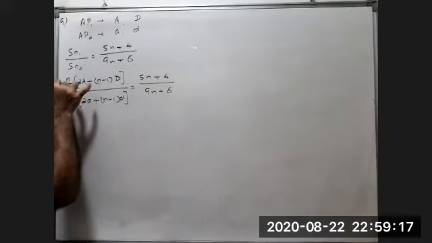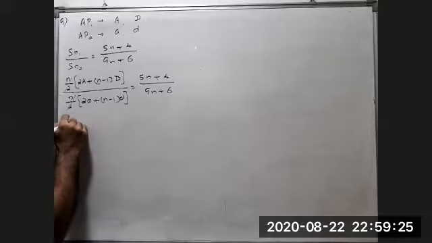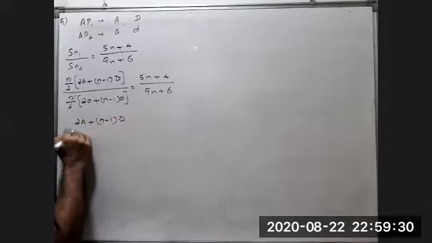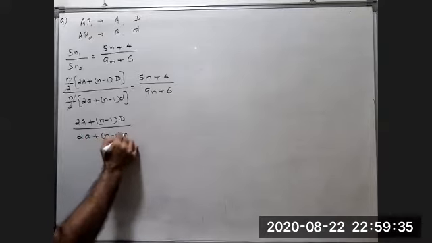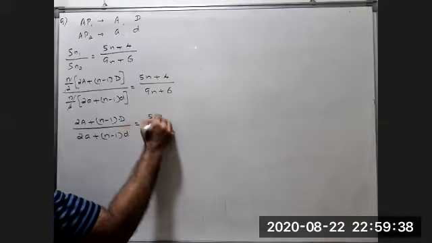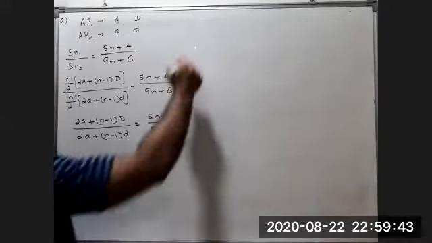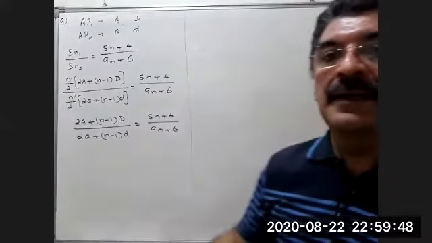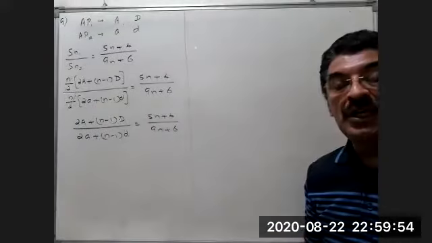Here, what can be done? This n by 2 can be cancelled from both numerator and denominator. Left out, we got (2A plus (n minus 1) into D) by (2a plus (n minus 1) into d), equal to 5n plus 4 by 9n plus 6. So we reached this step.